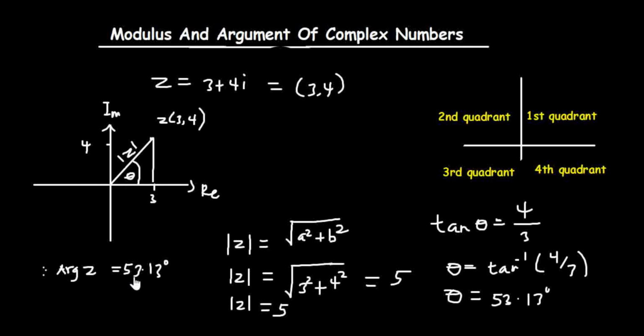If you don't want to write the value of your argument in degrees, you can write it in radians, so you can convert it from degrees to radians. You have to be very careful about that. Sometimes your calculator might be set to radians, and it will give you the value in radians without you knowing it is in radian mode. So you have to be careful with that. In this case, I'm calculating the value of my argument in degrees. So we know the argument and the modulus for this complex number. Now let's take another example.